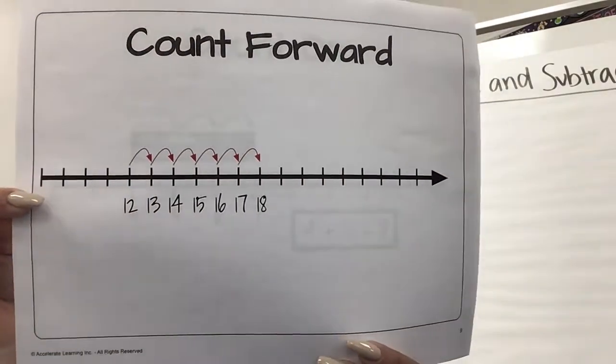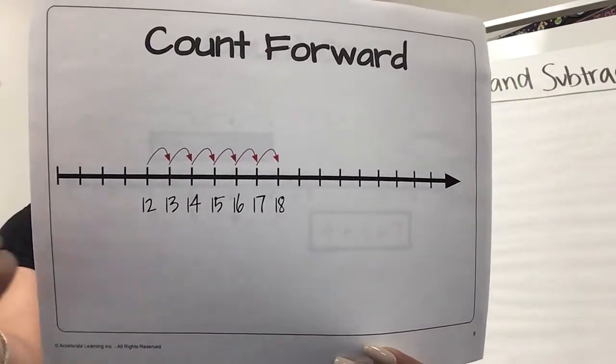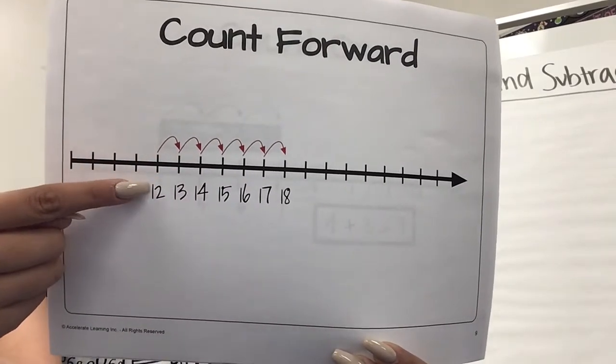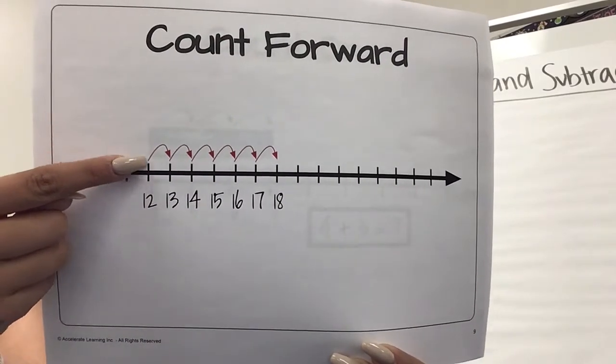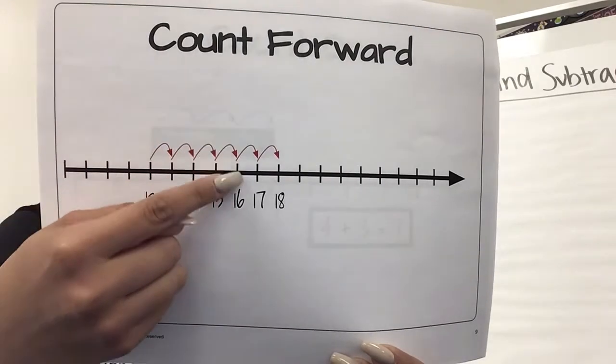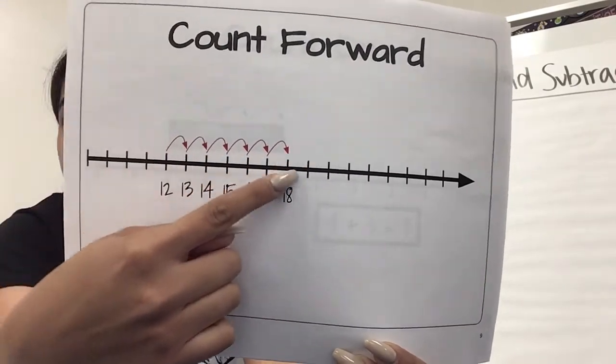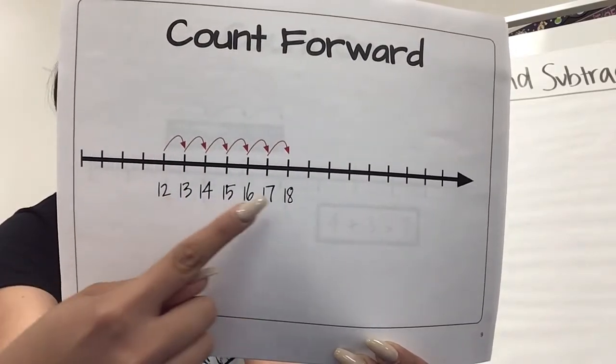Counting forward. When you count forward, you are on a number line. And you have a starting number and you're counting forward. 1, 2, 3, 4, 5, 6. So you counted forward 6 times to get 18.